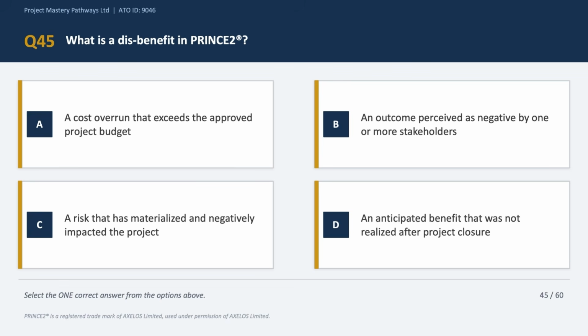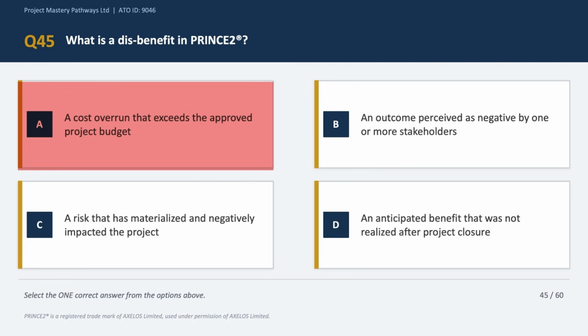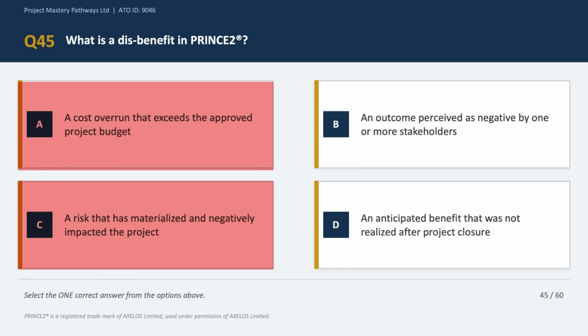Moving on, what is a disbenefit in PRINCE2? Now, this concept of disbenefits is something that often catches candidates off guard. Okay, so let's go through this carefully. Now, option A says a cost overrun exceeding the approved budget. Now, a cost overrun is a performance deviation against the cost tolerance, right? It is not the same as disbenefit in PRINCE2 terminology. So option A is incorrect. Let's look at option C, which says a risk that has materialized negatively. Now, a risk that has already materialized becomes an issue, right? Now, that is not the same as disbenefit. So option C is incorrect as well.